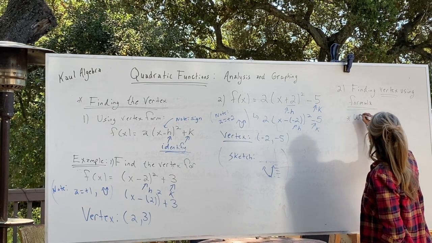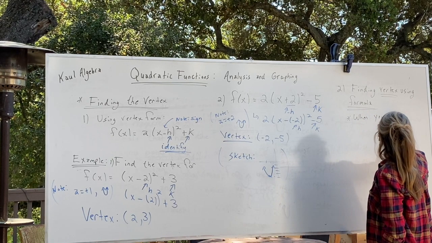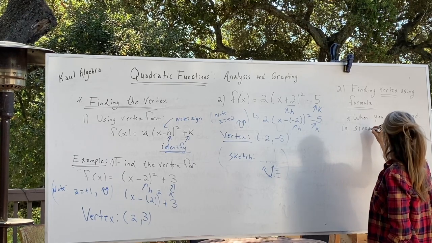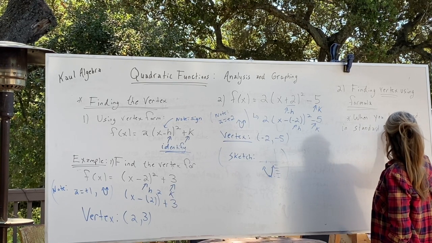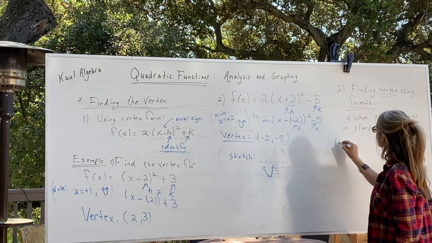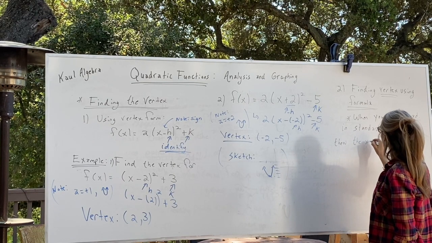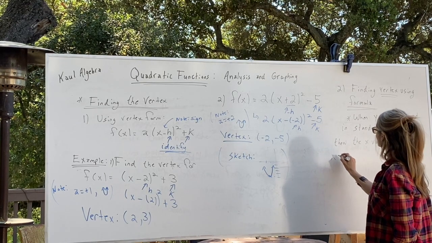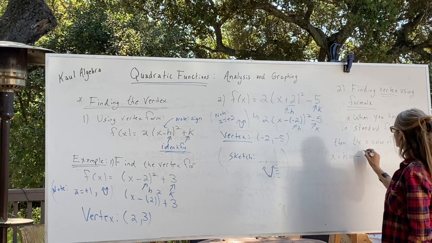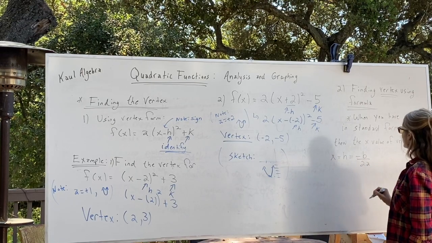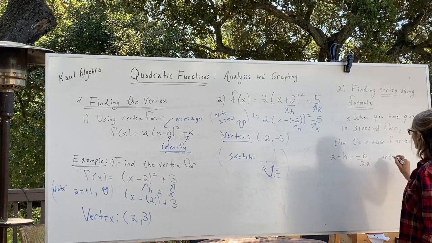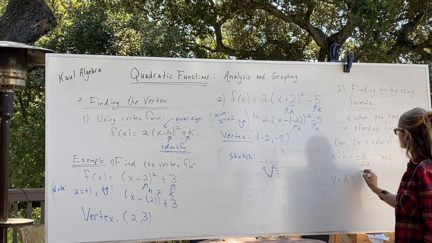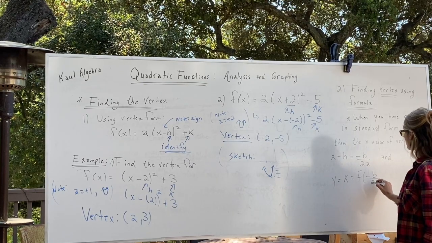So when you have your quadratic in standard form, then the x value of the vertex is x, which equals your h value, is always going to be negative b over 2a, and the y value will be equal to k, which is equal to f of negative b over 2a.